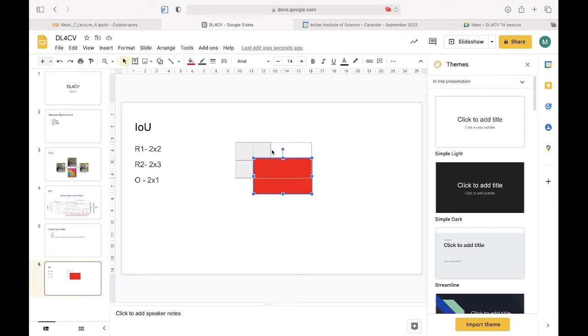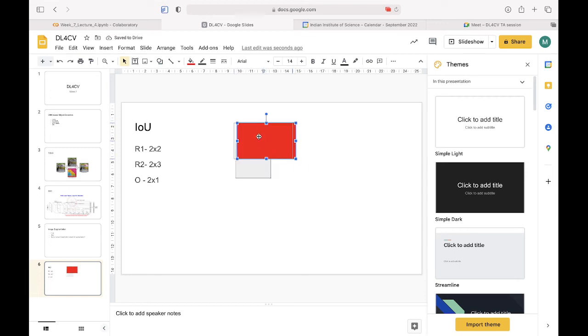If I make it like this, now what is the overlapping region? This is 2 cross 1. So for 2 cross 1 to be the overlapping region, it should be like this, right? Does that make sense? Here this size is 2 cross 1, the overlapping region. So this is how these blocks are for the given specifications, 2 cross 2, 2 cross 3, 2 cross 1. This way or this way, one of the two, both are the same.